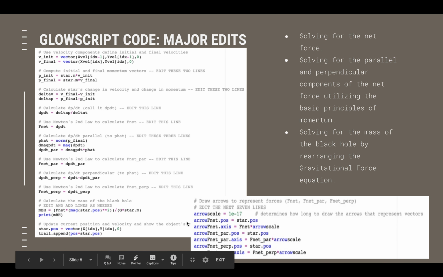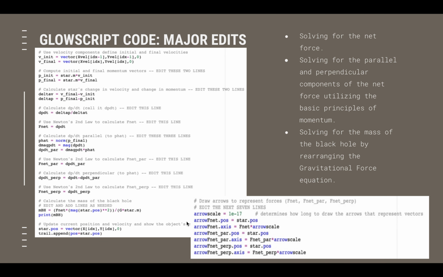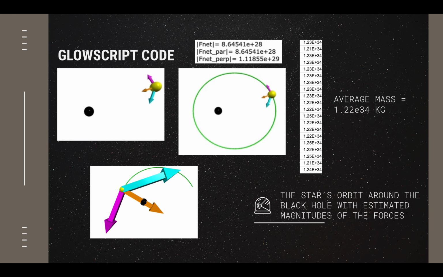Over here, I used the scales of the arrows to show the magnitude and the direction of the several arrows: the net force arrow, the parallel arrow, and the perpendicular force arrow. When I ran the code, I was able to see the orbit of the star around the black hole with arrows to represent different aspects of the force. The orange arrow is the net force, the magenta arrow is the parallel force, and the cyan arrow is the perpendicular force. As you can see, there are 3 moments at which the orbit is shown.